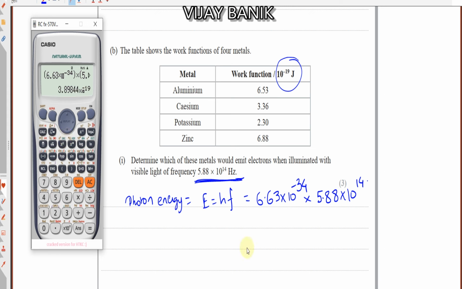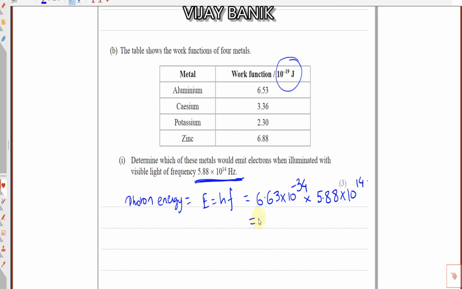So 3.89 into 10 raised to minus 19. This is in joules, and the work function is also given in joules. So the work function is supposed to be less than this. Cesium will emit, potassium will emit, but aluminium and zinc will not emit, because the photon energy here is less than the work function of zinc and aluminium. So no emission of electron for aluminium and zinc, but the photon energy is more than the work function of cesium and potassium, so they should get emitted.